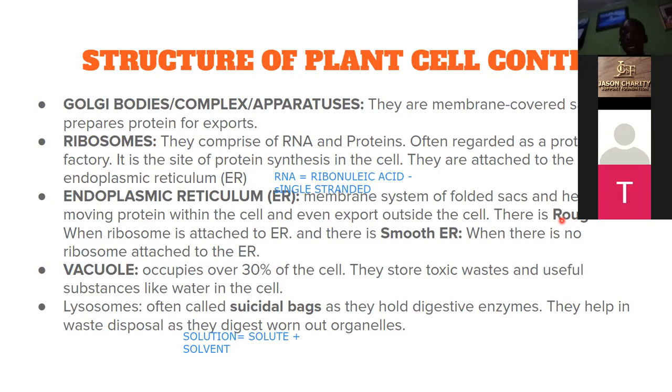Now, what the Golgi apparatus or the Golgi body does is this. That process of you preparing your product or goods for export outside Nigeria is what the Golgi apparatus does. It prepares it, but it is not the one that will do the function of the export. Are you getting it now?